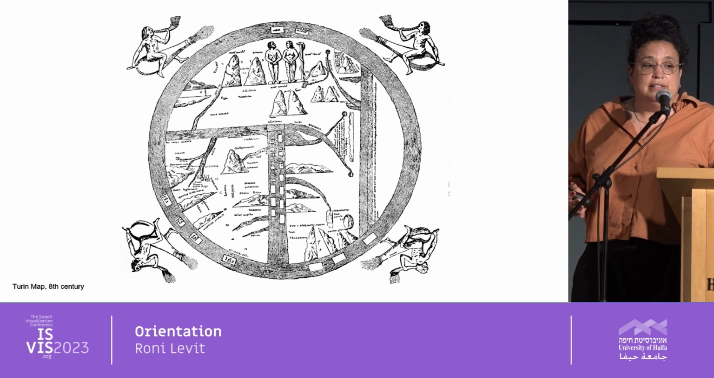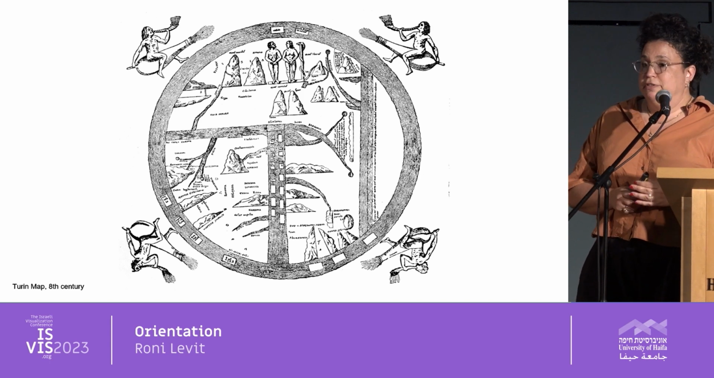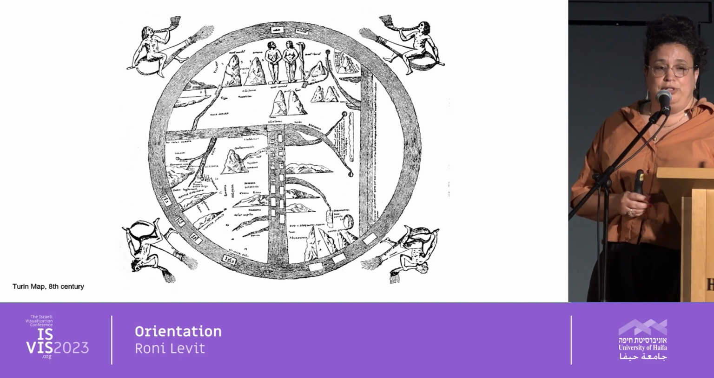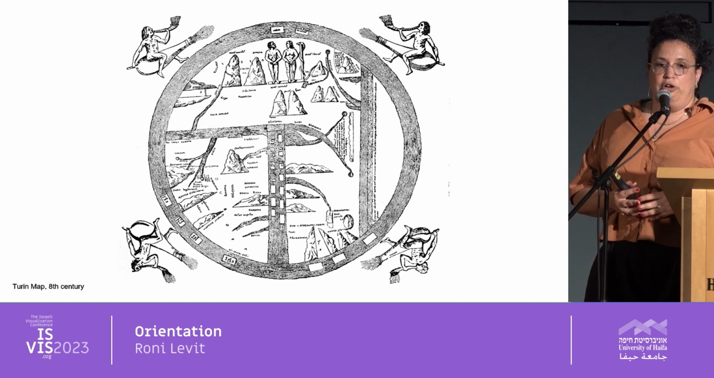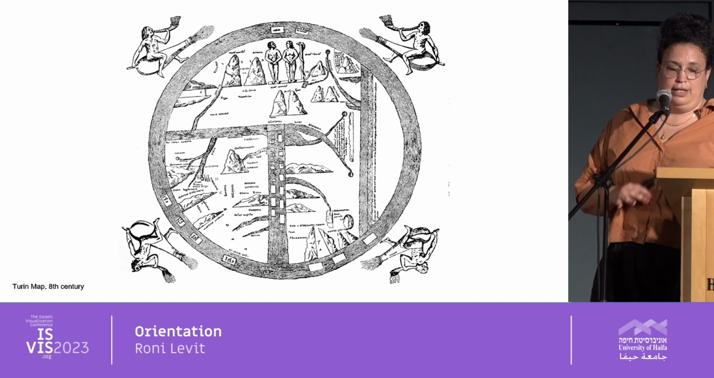And this is a map from the Middle Ages. It's called an orbis terrarium. It's a name for maps that are circles because they believed that the Earth is flat. And orbis terrarum means a land within a circle.